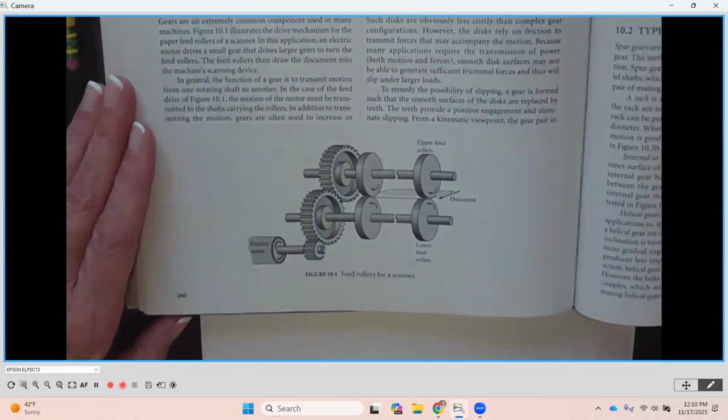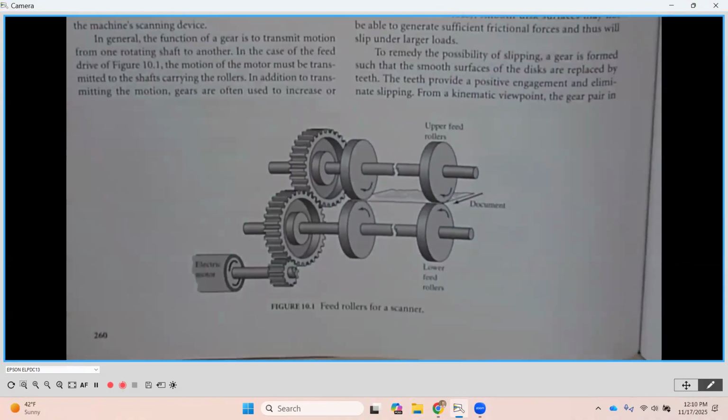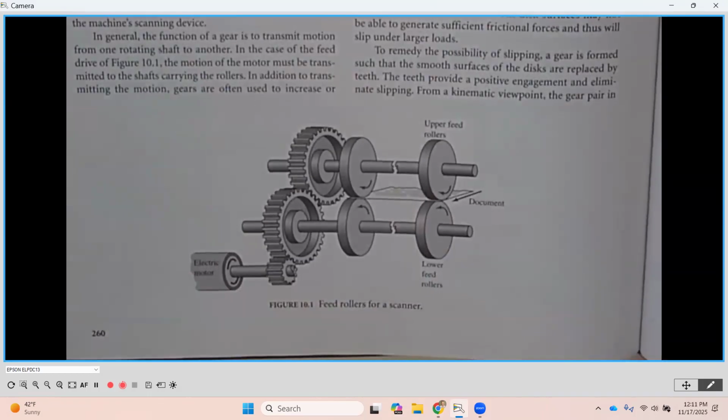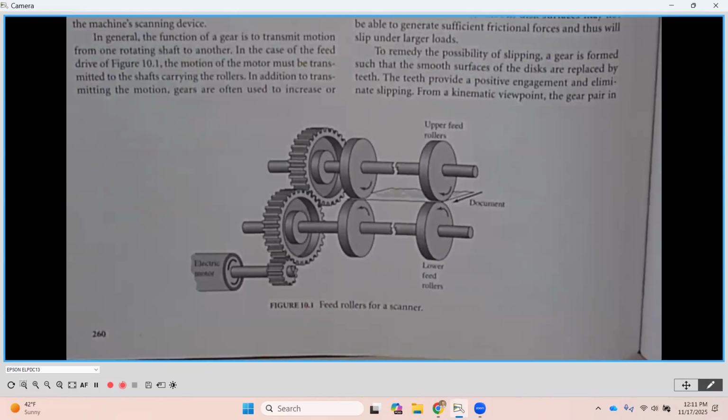I'm going to kind of zoom in here a little bit. They're showing us an application of what would be the feed rollers for a scanner or maybe a printer type of situation. And you're going to notice down here, they're identifying an electric motor. Okay. Now, off of an electric motor, typically, like I said, the rotational speed is going to be quite fast. And a lot of times it's too fast to be usable for an application.